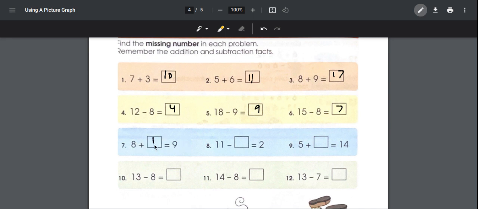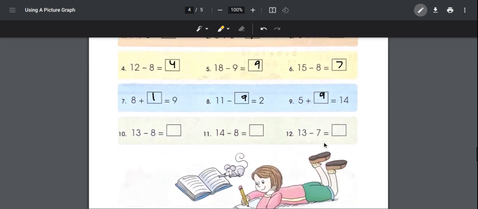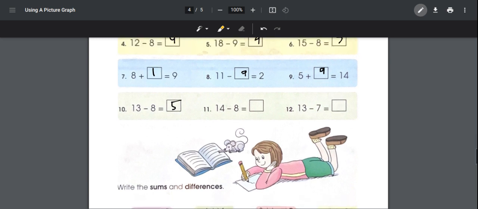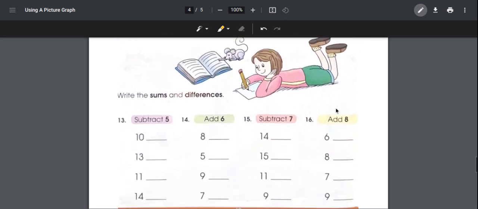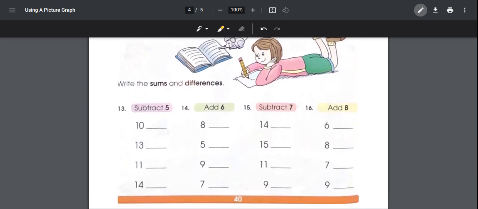8 plus blank equals 9. So basically we have to do the opposite, which is 9 minus 8 is 1. So we have to do 8 plus 1 equals 9. 11 minus 9 equals 2. And then 14 minus 5 is 9. So 5 plus 9 is 14. Number 10, 13 minus 8 gives us 5. Number 11, 14 minus 8 is 6. 13 minus 7 is also 6.